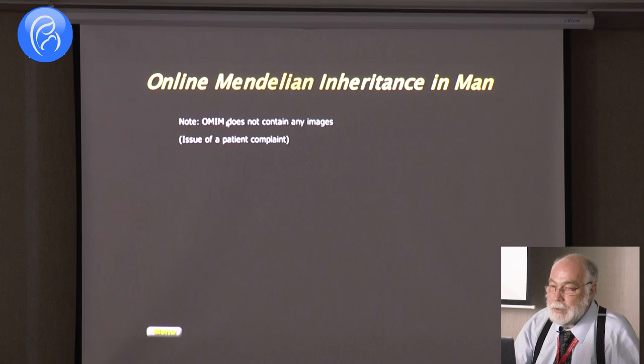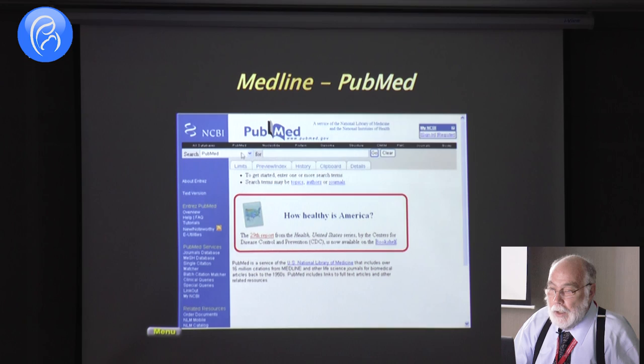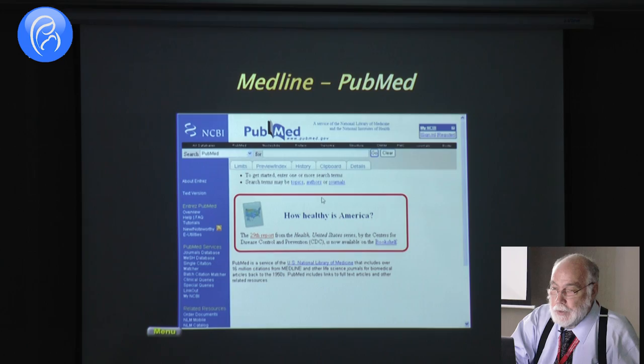Now, if you look at the same box here, instead of clicking OMIM, you can get PubMed. And PubMed is just a big database. I'm sure that you all know about that. So I'm going to skip this.